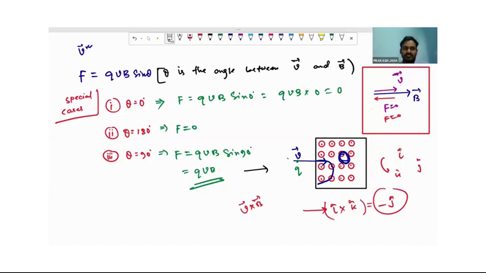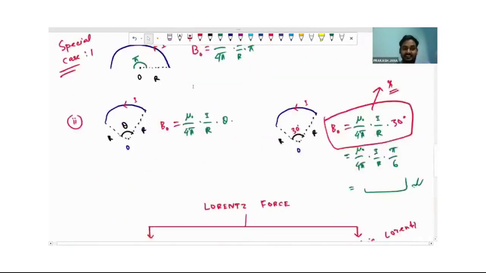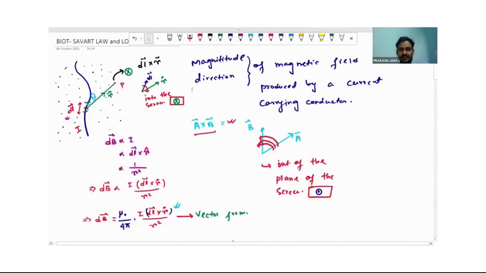Okay, so this is all about the magnetic Lorentz force and the Biot-Savart law. So I would like to conclude here. I hope you all have understood this session.